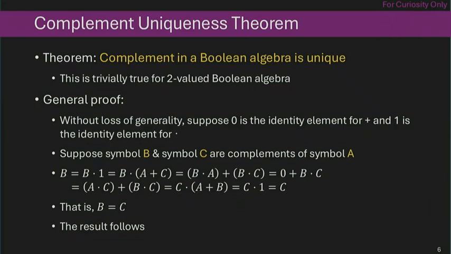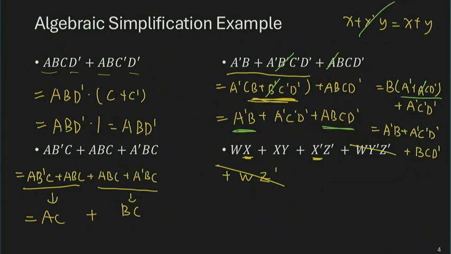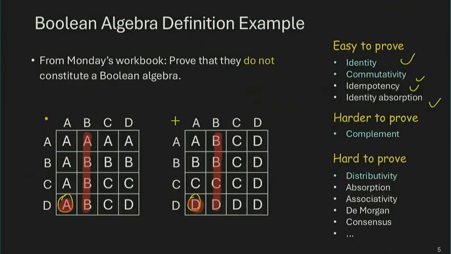All right, so that's the review I want to give you about Boolean algebra. We went through some of these simplification examples, and then this example about the definition of Boolean algebra and verification of axioms and theorems. Any questions?